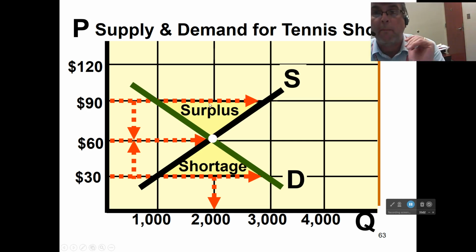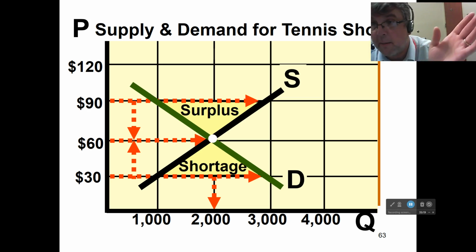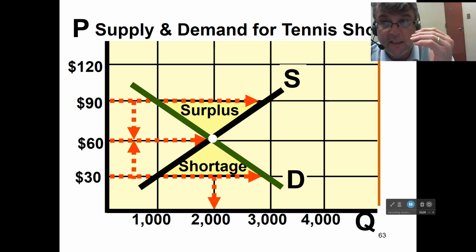So if we overprice the good, that will cause a surplus, and that will force businessmen to drop the price. Otherwise, shoes are just going to pile up and pile up in their warehouses with no buyers. We don't produce shoes to not be bought. We produce them to be bought. So businessmen will be forced by the market to drop the price. As they drop the price, we move closer to this equilibrium price.